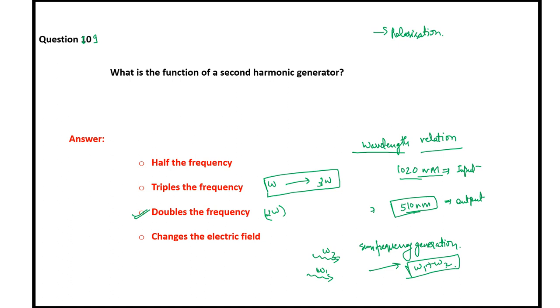But at this particular time we can also say that nonlinear optical materials or the second harmonic generators can also undergo sum frequency generation. And if you remember, sum frequency generation is something which we have studied in the previous modules also, where omega 1 and omega 2 were summed up to get omega 1 plus omega 2. And if you have any doubt in this question, you can ask, or else we'll go to the next question.